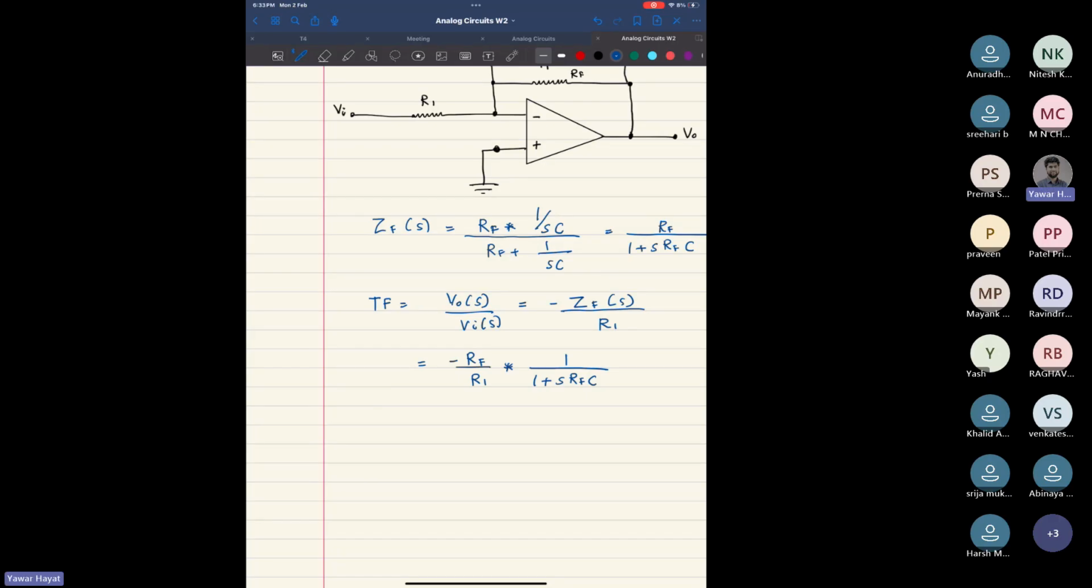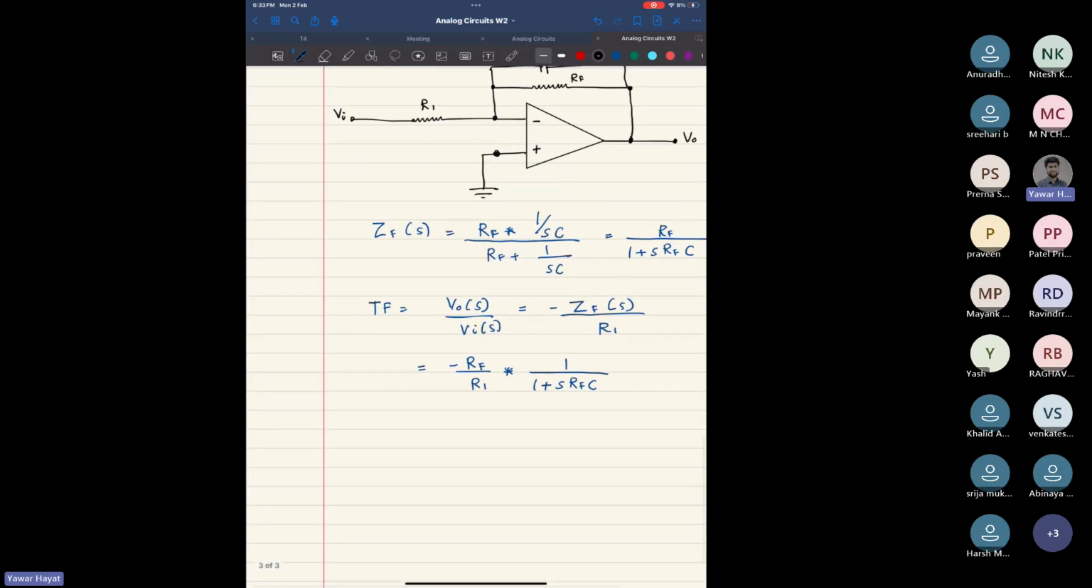So this would be the transfer function. And if nobody has any question, then we can move on to the next question. Okay. So the next question is as follows. You have Q4. Find the bandwidth, or I should say the pole frequency in hertz for the above circuit.